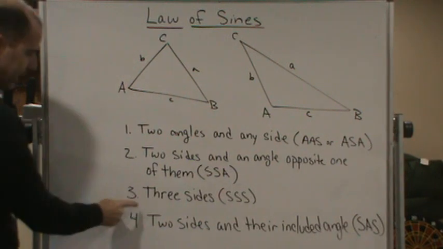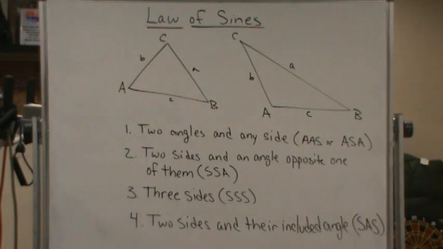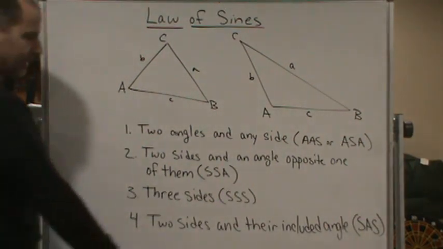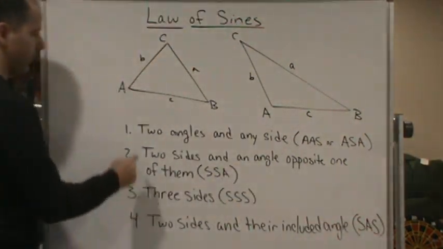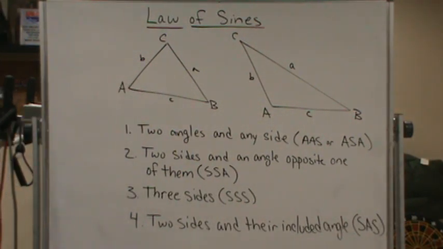Case 3 is three sides. If we know all three sides, that's one case that we can solve. And case 4 is two sides and their included angle, which means side, angle, side. So it's two sides and the angle between them. That's what we mean by the included angle.